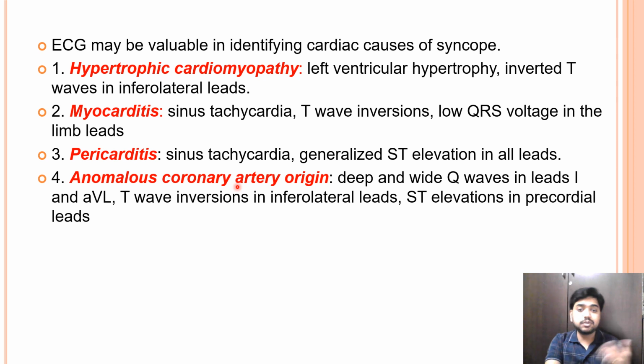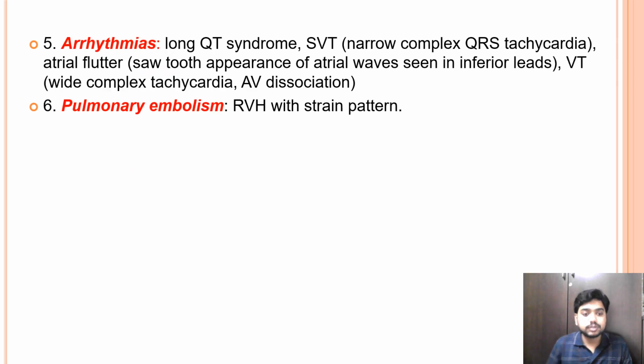Then ALCAPA, anomalous coronary artery origin from the pulmonary artery. How does it present on your ECG? Deep and wide Q waves in lead 1 and aVL, and T wave inversions and ST elevations in precordial leads. This is also a characteristic ECG appearance. You see Q waves in lead 1 and aVL, T wave inversions in inferior lateral leads, and ST elevation in precordial leads. These three are characteristic features of ALCAPA. ALCAPA is again like myocardial ischemia, because when your coronary artery is arising from the pulmonary artery, which carries completely desaturated blood, ultimately it is going to cause myocardial ischemia.